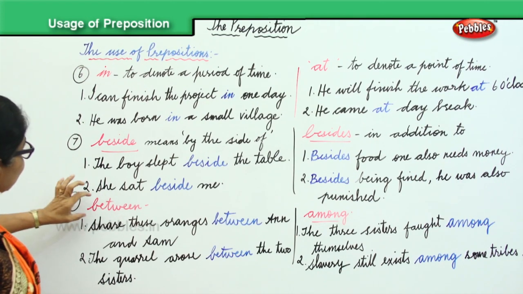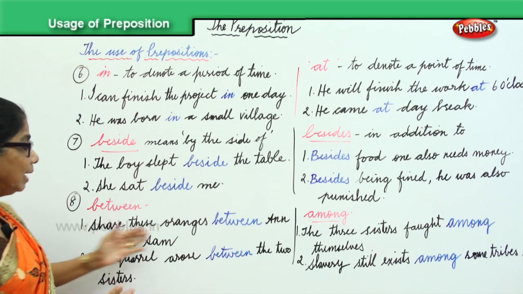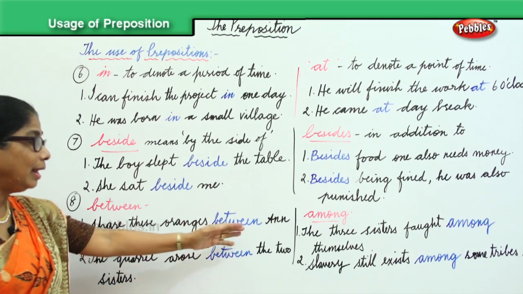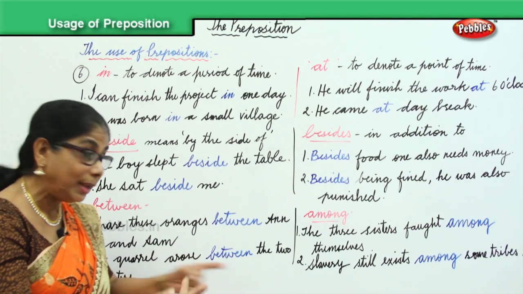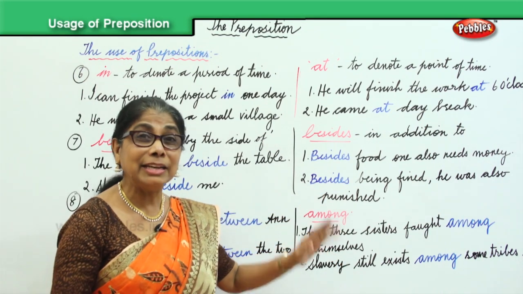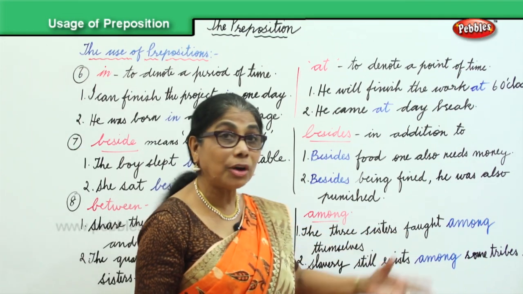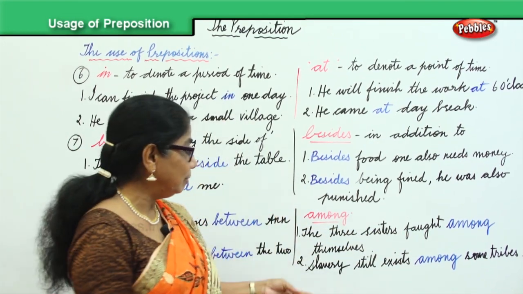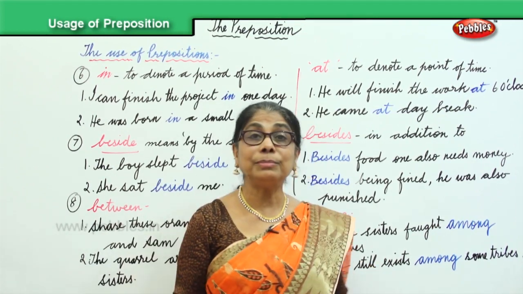We use "between" when you talk about two people. Share these oranges between Anne and Sam. The quarrel arose between the two sisters. When you talk about "among", it is more than two people. The three sisters fought among themselves. Slavery still exists among some tribes.